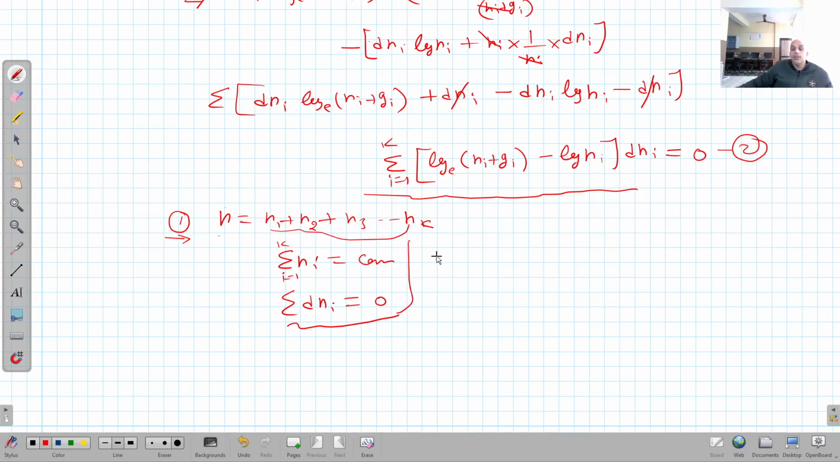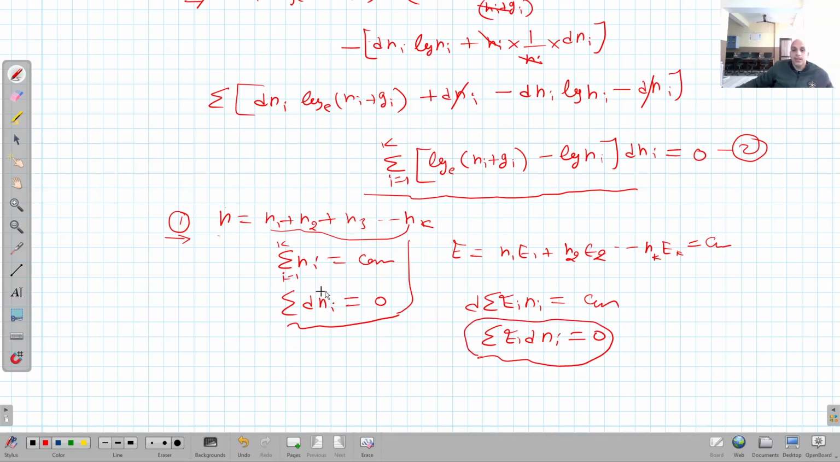The second condition is that the total energy of the system is also constant. So E is equal to N1 E1 plus N2 E2 and so on up to Nk Ek. That is also constant. It means the summation of Ei Ni is constant, so the summation of Ei dNi should be equal to 0. So these are the two conditions. This is the first one and this is the second one. I gave them names: equation number 3 and equation number 4.